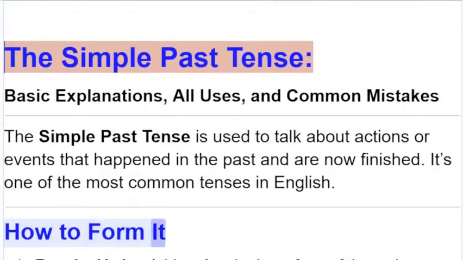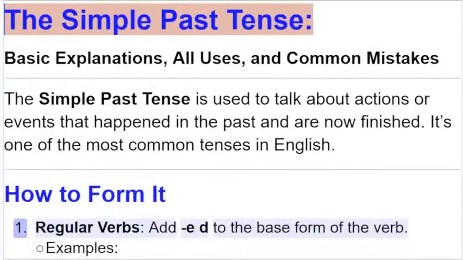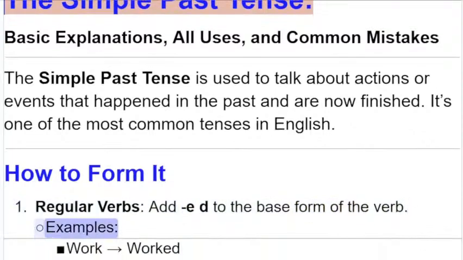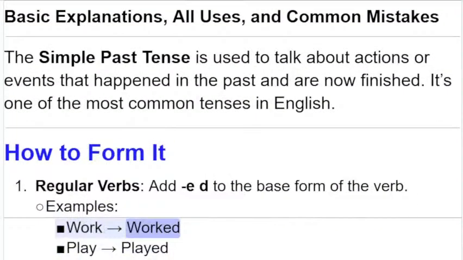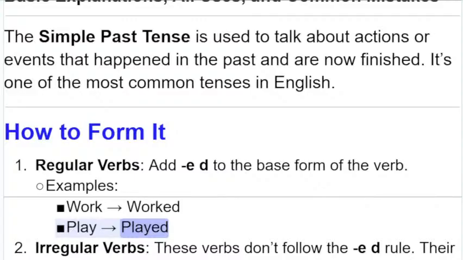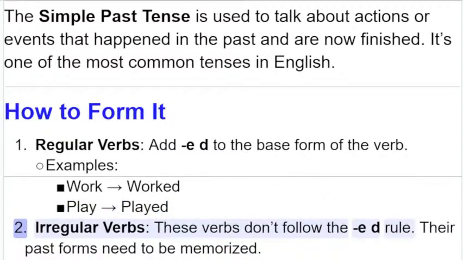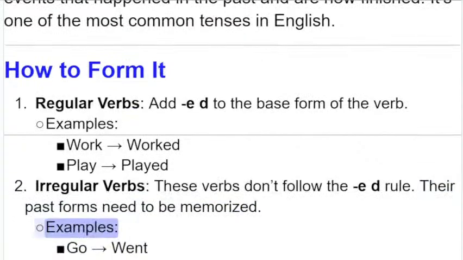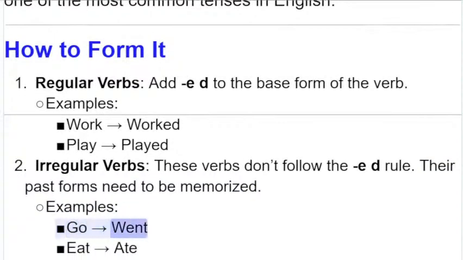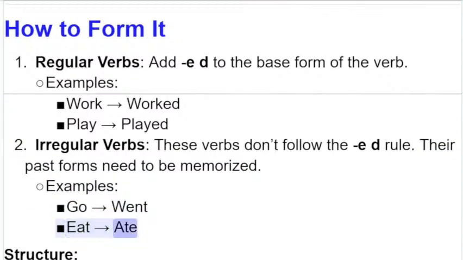How to form it. 1. Regular verbs. Add -ed to the base form of the verb. Examples: work, worked; play, played. 2. Irregular verbs. These verbs don't follow the -ed rule. Their past forms need to be memorized. Examples: go, went; eat, ate.